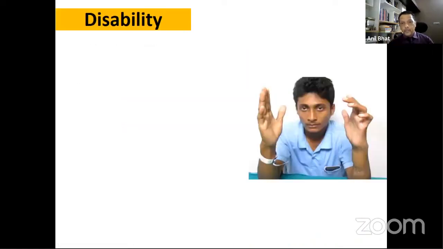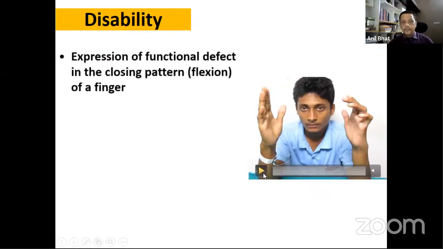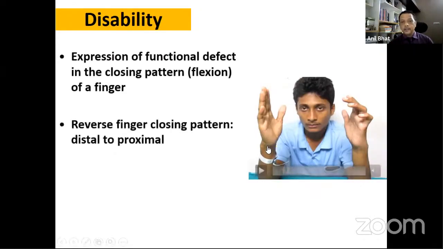When you ask these patients to move, what you see is the disability of the patient. Why is this claw so disabling? The disability is basically a functional defect in the closing pattern. I told you deformity is seen as an expression of functional defect in the opening pattern. Now, when you ask the patient to flex and make a fist, the whole thing is reversed.